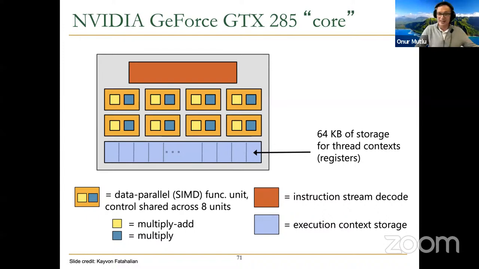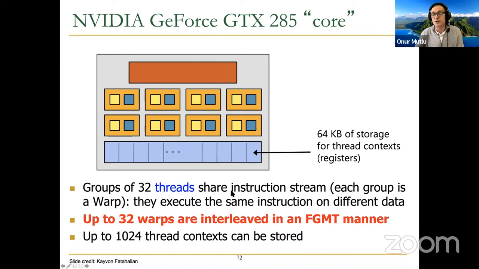So let's look at one example. There are groups of 32 threads that share an instruction stream. Each thread group is called a warp. We're going to see this in more detail later on. But basically, a warp in a GPU executes the same instruction on different data. That's what single instruction multiple data means. But the way GPUs do pipelining is they interleave up to 32 warps in a fine-grained multi-threaded manner. They may have an 8-stage pipeline, but they have 32 threads waiting for the pipeline.